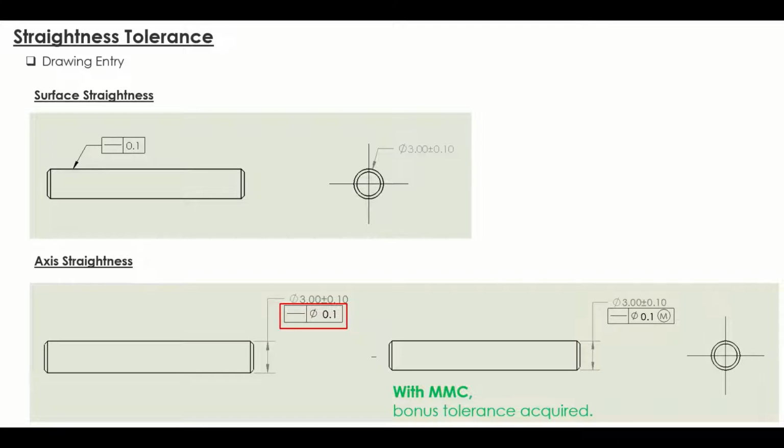This MMC application is particularly useful when we want to make sure that the shaft can be inserted into the hole. So by considering the maximum virtual size of the shaft, we can make the hole gauge based on the maximum virtual condition. So with this, we can guarantee that the shaft can be inserted into the hole.